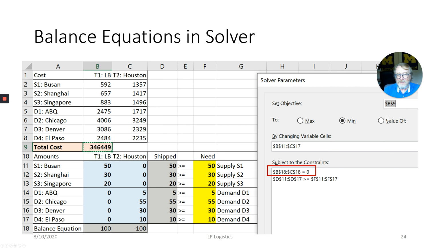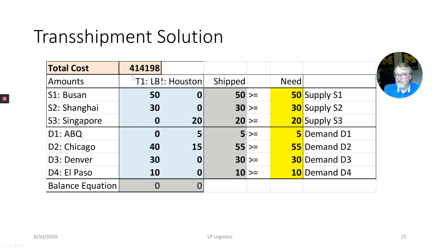And then when you run it, again, minimization, all that, same as before, you get a solution. Your total cost is $414,198. We balance, right? We have 80 going into Long Beach, and we have 80 coming out of Long Beach. We have 20 going into Houston, and we have 20 coming out of Houston. We're using up all of our supply. We ship everything that's sitting at our source locations, and we're meeting demand at all of our destination locations. So that's a good thing.